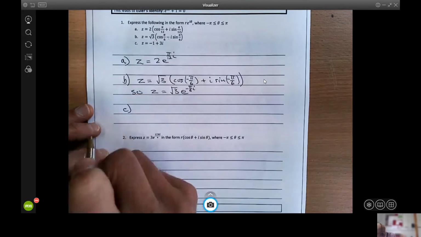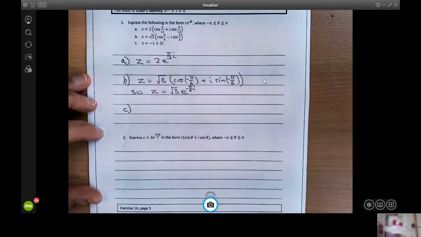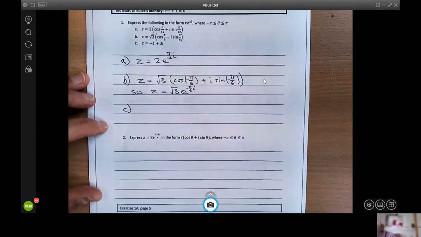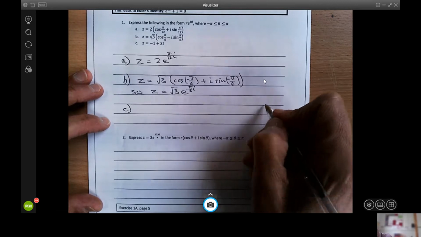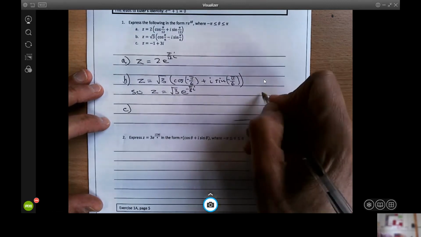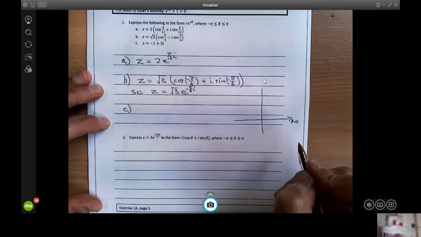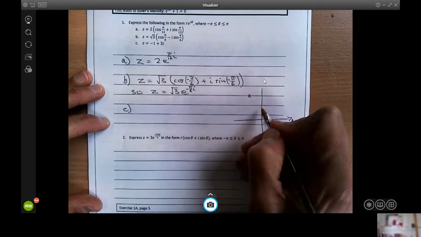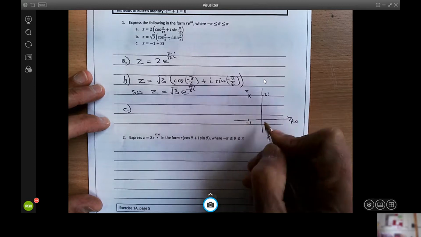And then for C, what we want to do is work out the modulus and argument of minus 1 plus 3i. And we're going to do a quick little sketch for C. So I'm going to draw that like this. So this is our real axis, Re. We've got minus 1 plus 3i, so we're going to put our complex number there. That's z. This is 3i. This is minus 1.